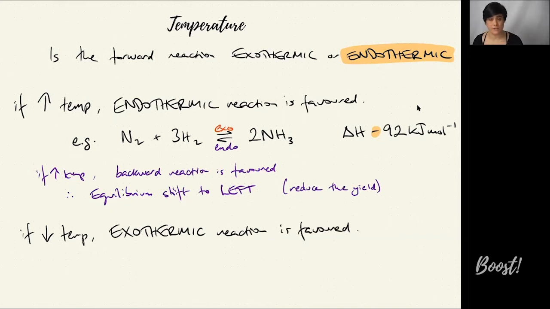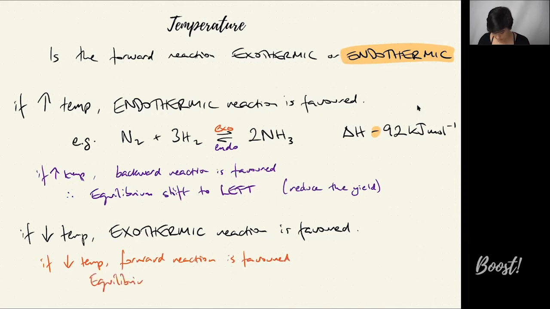So in this example of the Haber process, if we increase the temperature, I'll write it in orange this time since we've said that that's the exothermic one. So if we decrease the temperature, the forward reaction, which is the exothermic reaction, is favored. Equilibrium will shift to the right, or that's in the direction of the products, and therefore will increase the yield.